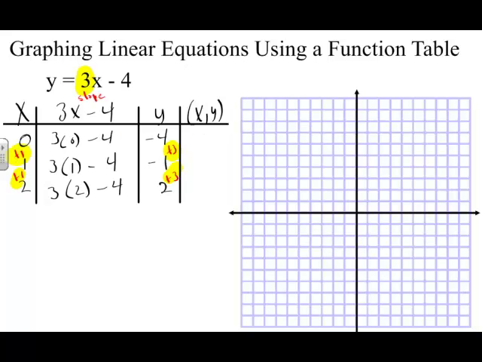So I have 0, negative 4. So that's left to right, nothing, and then down 4. Okay, then I have 1, negative 1. So that's over 1 and down 1. And then I have 2, 2, which is over 2 and up 2. Sure looks like that makes a line, so we use a straight edge.